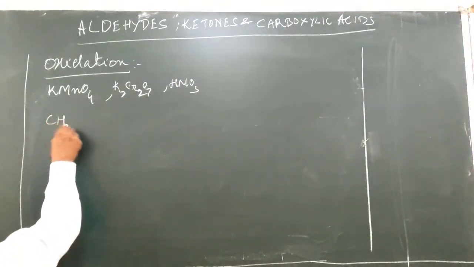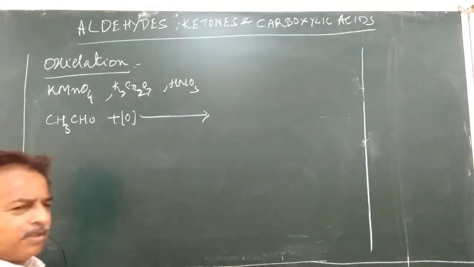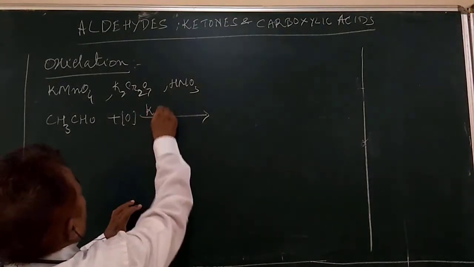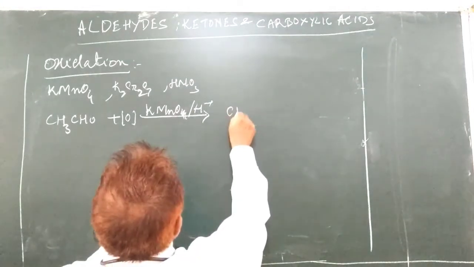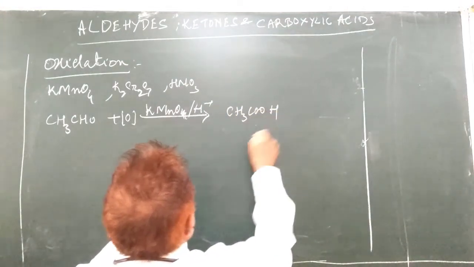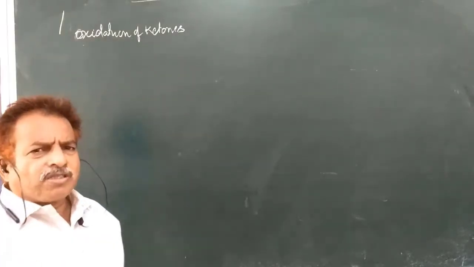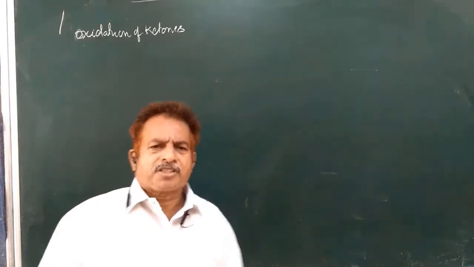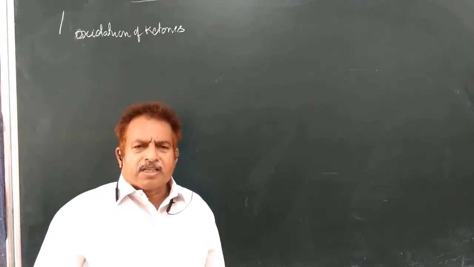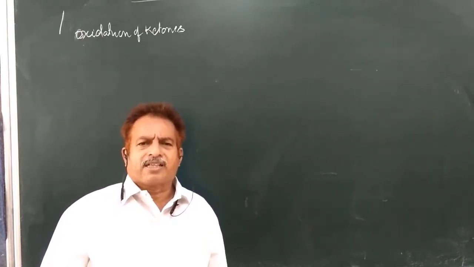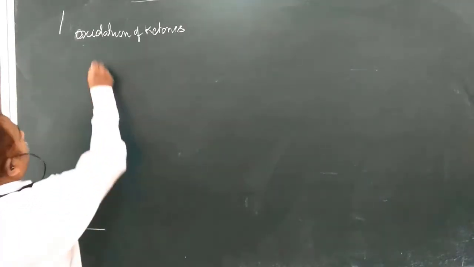So this is CH3CHO plus nascent oxygen supplied by oxidizing agent KMnO4, H plus, and we get CH3COOH. This is acetic acid. Ketones are oxidized under vigorous conditions, that is by using strong oxidizing agents like acidified potassium permanganate, acidified potassium dichromate, etc. and at high temperatures. Now let us see the oxidation of ketones.